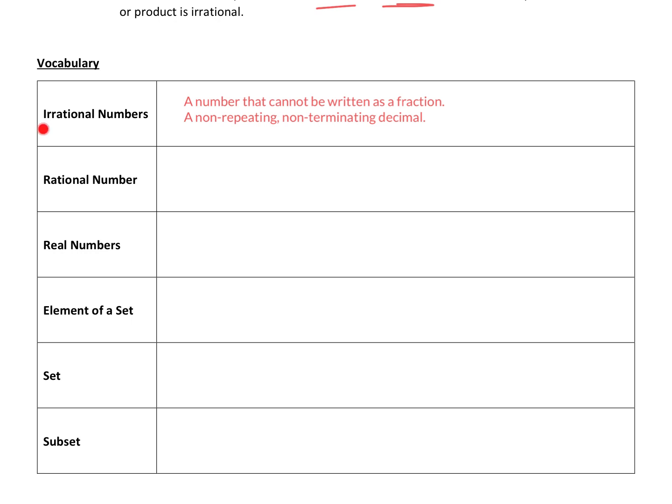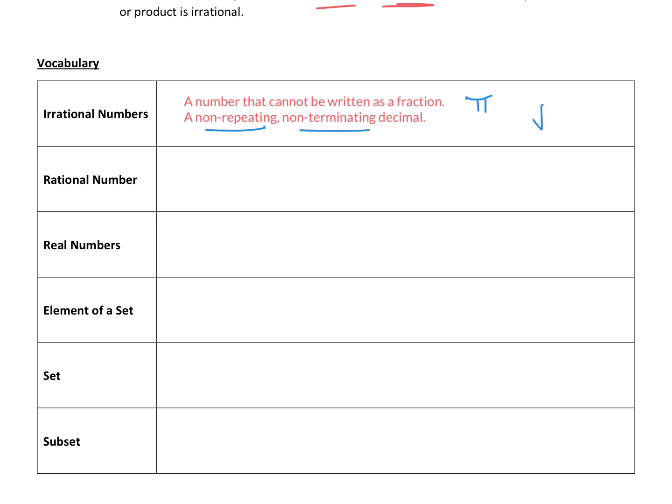Our first vocab word, irrational numbers. An irrational number is a number that cannot be written as a fraction. It's a non-repeating, non-terminating decimal. You are familiar with some irrational numbers, whether or not you knew they were irrational. One of the most famous ones in math is the number pi. Pi is 3.141592654... because it does continue forever. It does not repeat and it does not terminate. You cannot write it as a fraction, so pi is an irrational number.